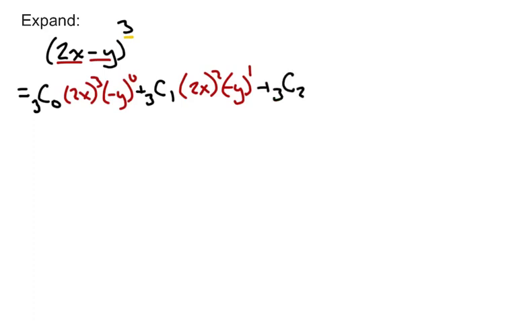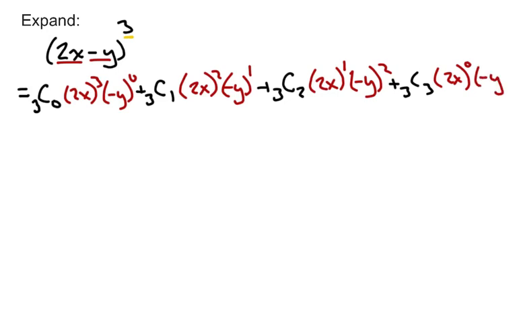3 choose 2. Same bases, 2x and negative y, but now 2x to the 1st, negative y to the 2nd, and then finish it up with 3 choose 3. 2x to the 0, and now negative y to the 3rd. So there's a lot of things to pay attention to beyond just these coefficients. Pascal's triangle helps us with those coefficients.